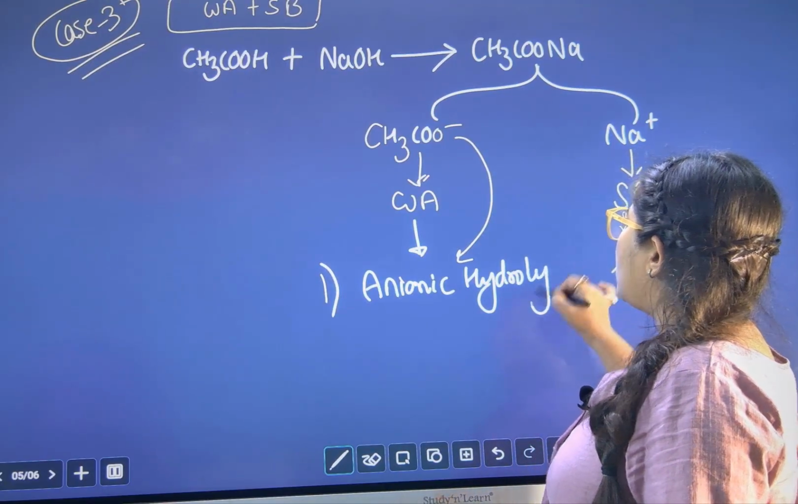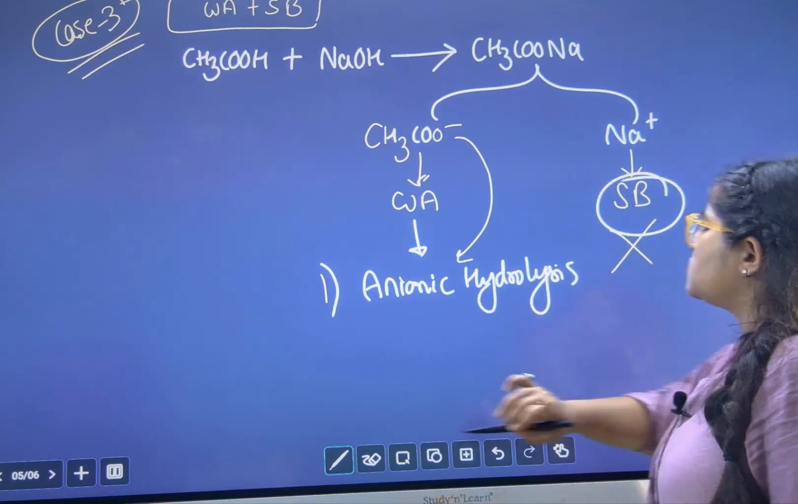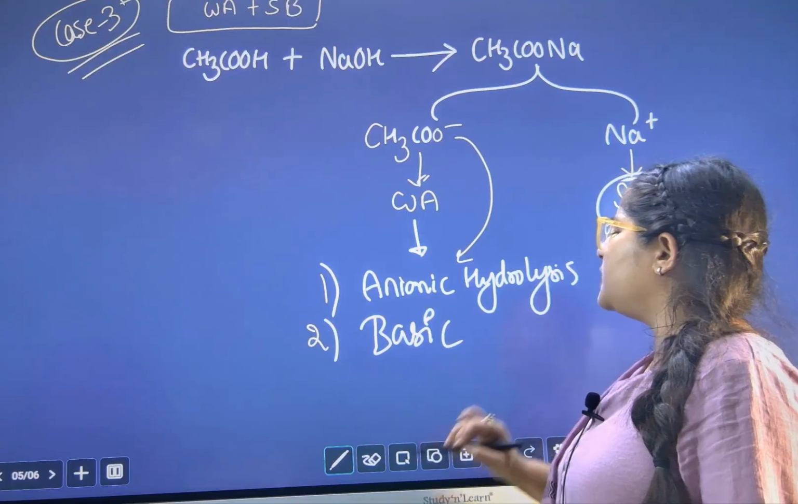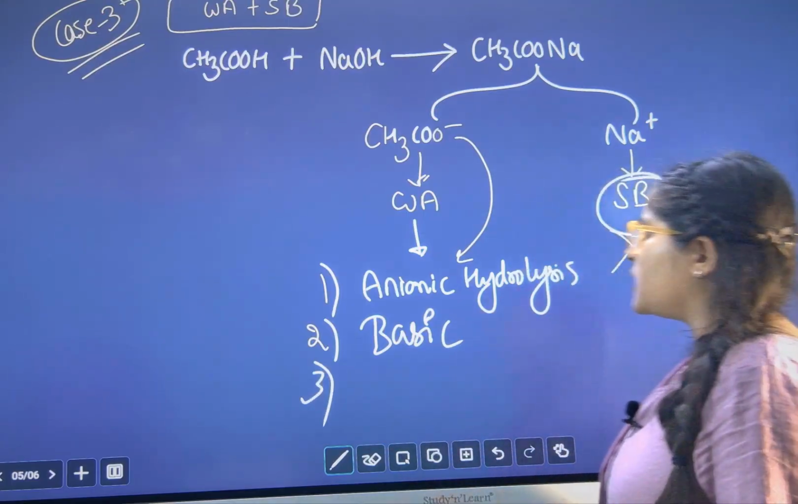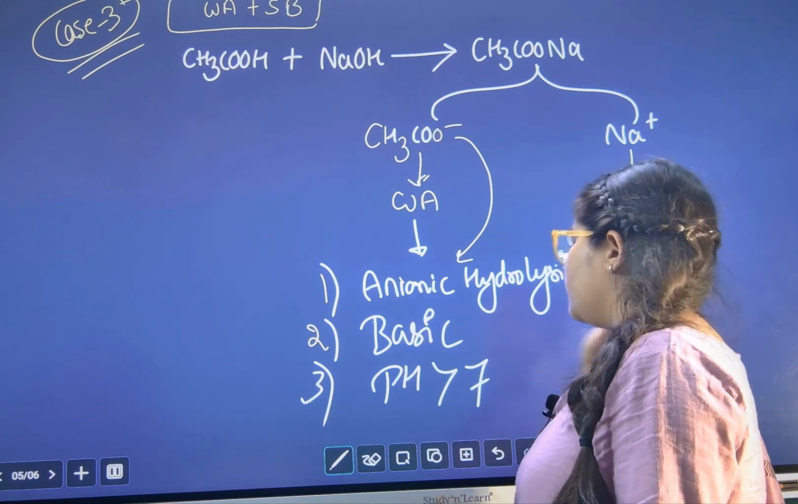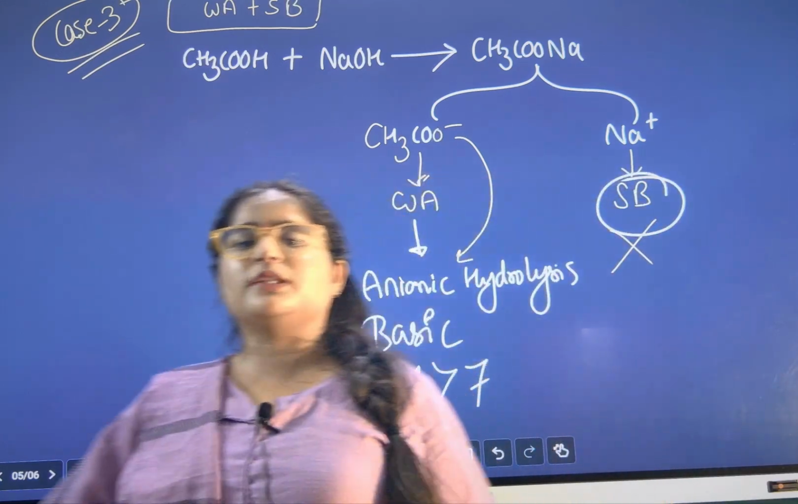Who is strong here, acid or base? Base is strong here. So what will be the nature of the solution? Basic nature. If the nature is basic, then pH will definitely be more than 7.